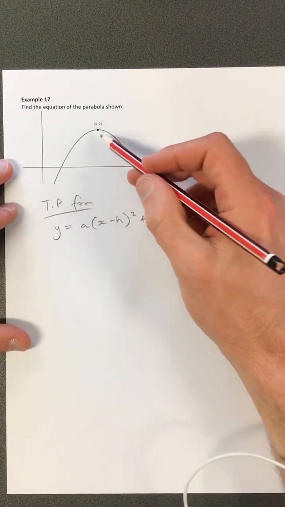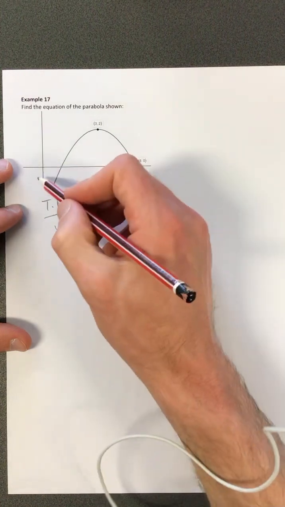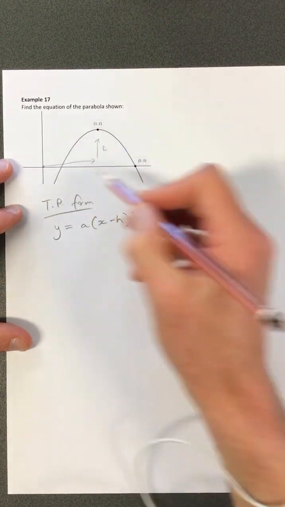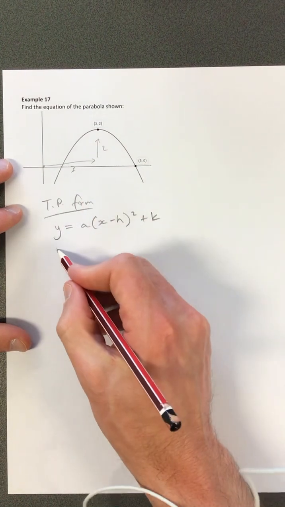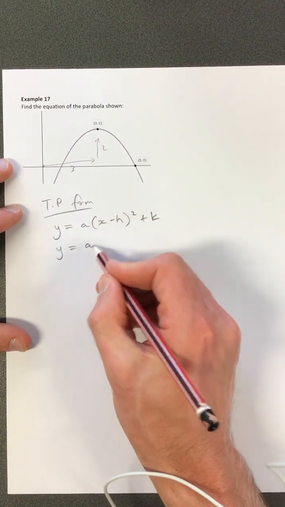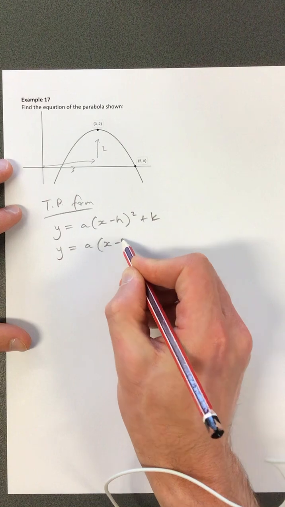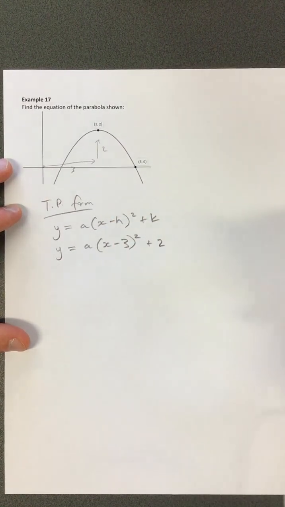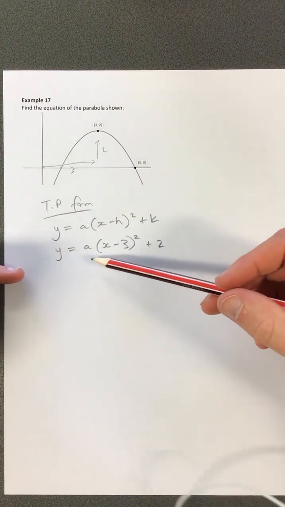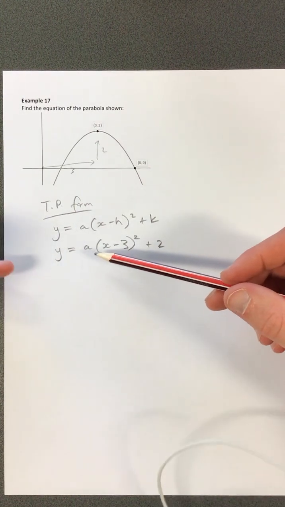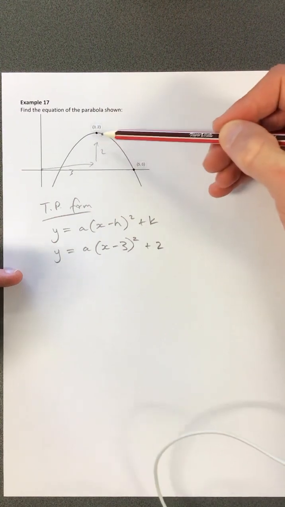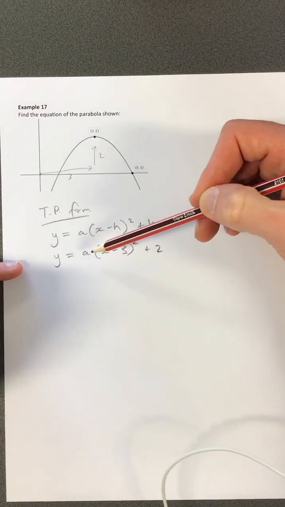If we know the turning point is at 3, 2, the turning point is essentially moved from the origin right by 3 and up by 2. And so inside the bracket, we need to have an x minus 3. At the end of the equation, we need to have a plus 2. The only value in the equation we don't know yet is the value of a. Because a is a dilation factor, so a is not influencing the turning point position. So that's why that's the number we don't know yet.